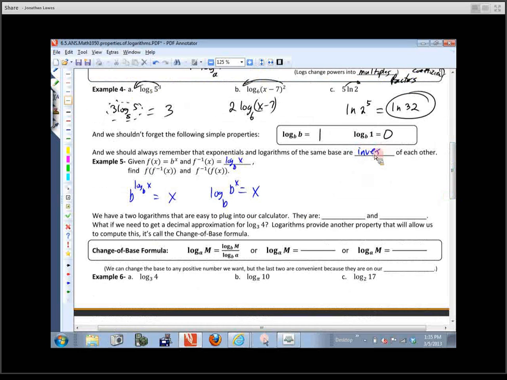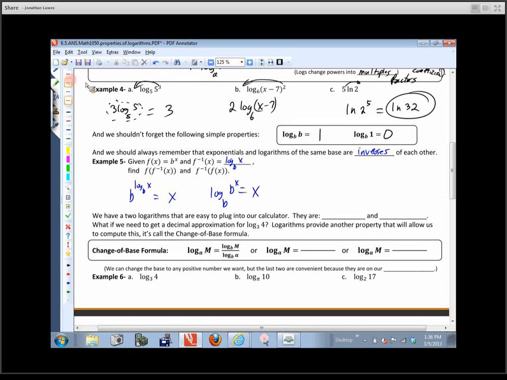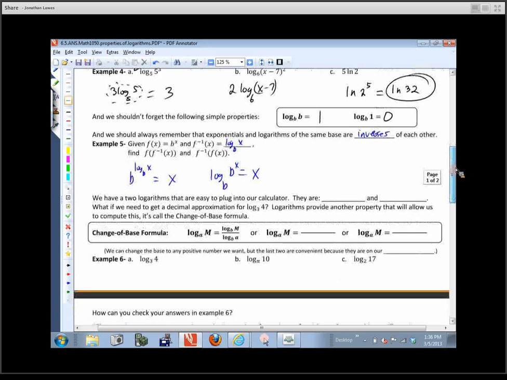So those are inverses. Okay, sure? You remember there are two logarithms that we've got on our calculator. What are they again? You've got ln, the natural log, and log base 10, or just the common log. So those two are on your calculator, so you can find log base e and you can find log base 10. Type it into your calculator, you're done.